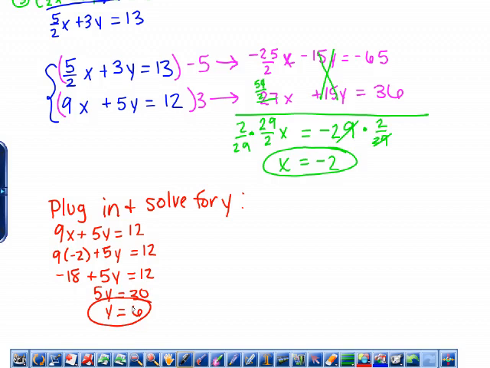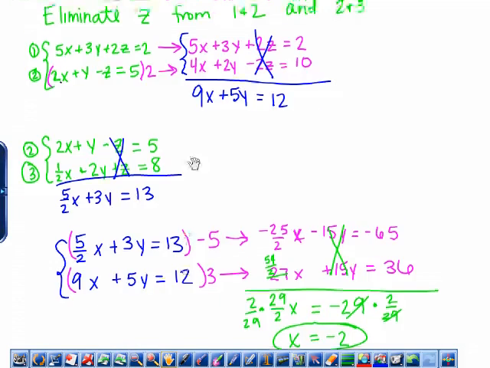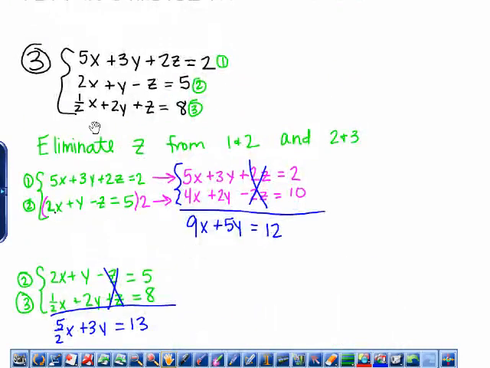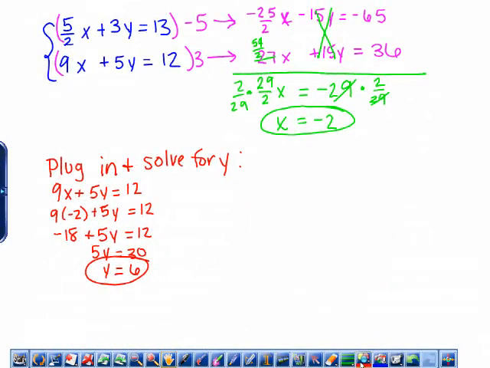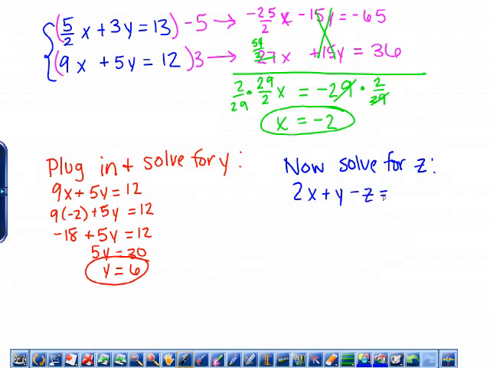Now that we have x and y, we're going to plug back into one of our very original equations. I agree, the middle one. And we're going to solve for z. So I'm going to use 2x plus y minus z equals 5.